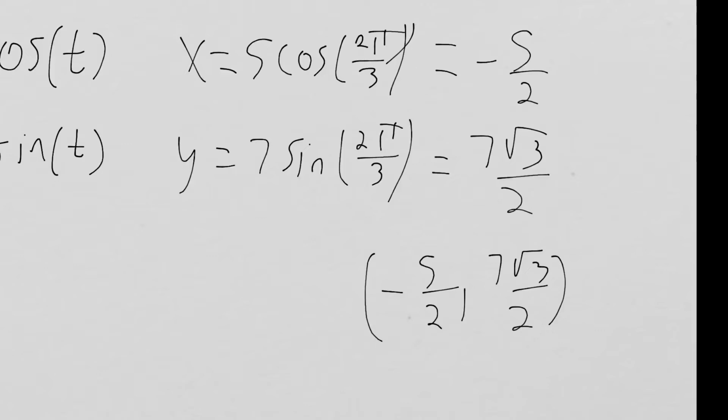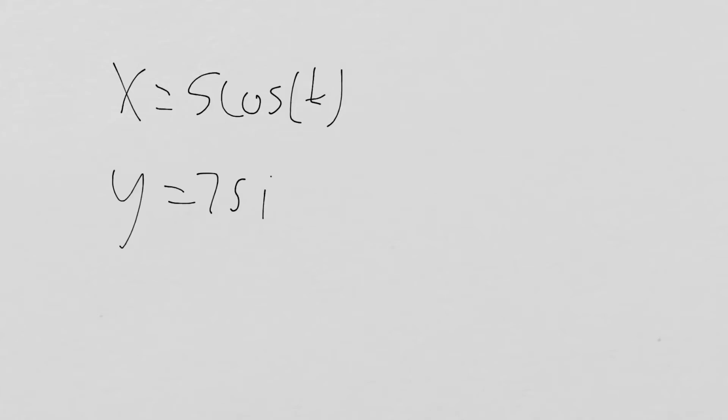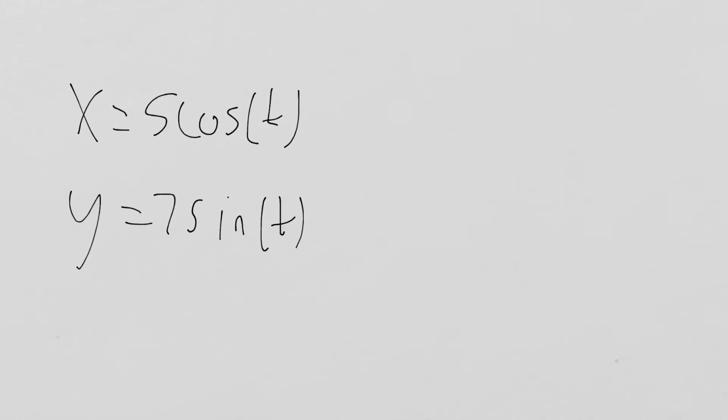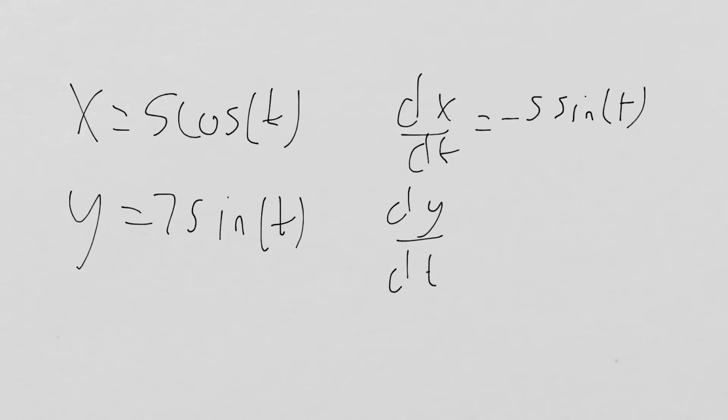Now what part B is saying is, what is the slope of the curve at 5 pi over 4? So this is different. It's not saying where is the particle, it's saying what is the slope of its path. So for this one, we're going to have to find our derivative and then use that to find our slope. So again, we have x equals 5 cosine t and y equals 7 sine t. So then dx dt is negative 5 sine t, and dy dt is 7 cosine t.